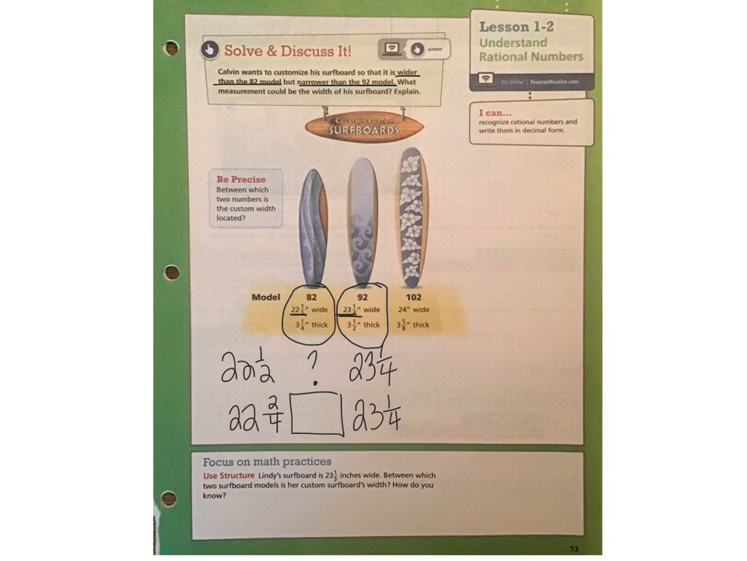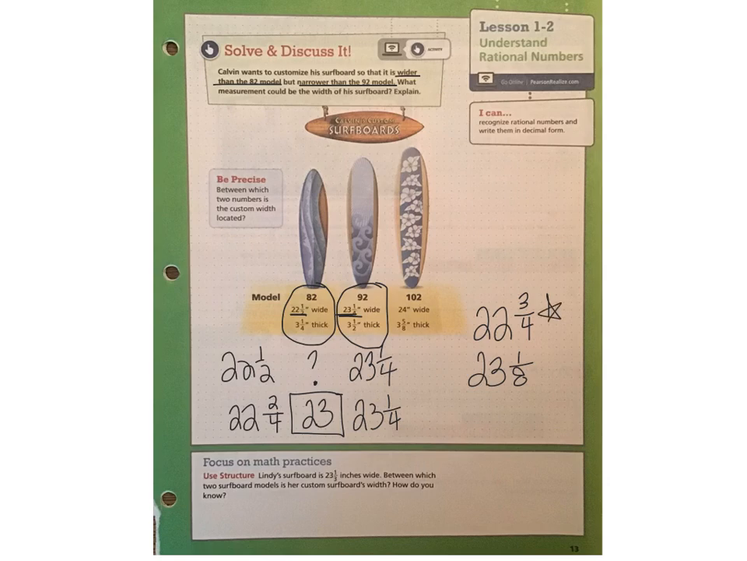Well, one of the easiest things to do is to recognize that a whole number appears between these two. So the whole number 23 could represent the width of Calvin's custom surfboard. Or we could pick any number that is bigger than 22 2/4, like let's say 22 3/4, and it has to just be smaller than 23 1/4, like 23 let's say 1/8.